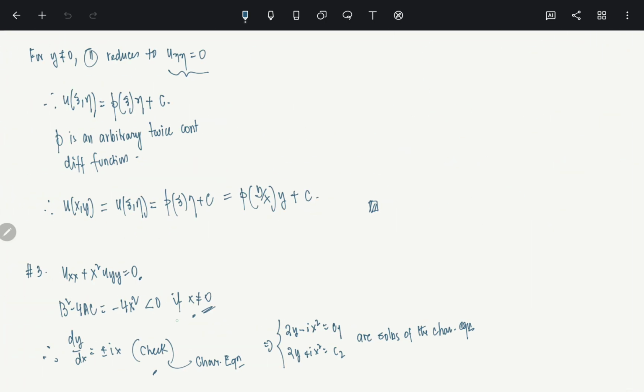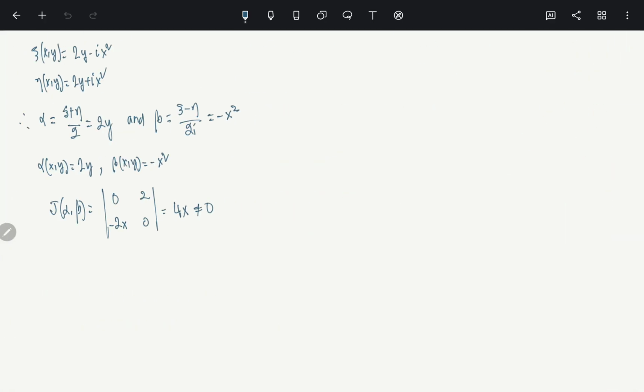So the Jacobian is not 0. See, x is not 0. Why? Because this is the region where the problem is elliptic. If x is 0, it will become parabolic. So in that region it is parabolic. We are not interested in that. We are interested in the region where it is elliptic. So in this region, x not 0 is elliptic. So in that region, the Jacobian is also not 0. So this is a valid change of variable.